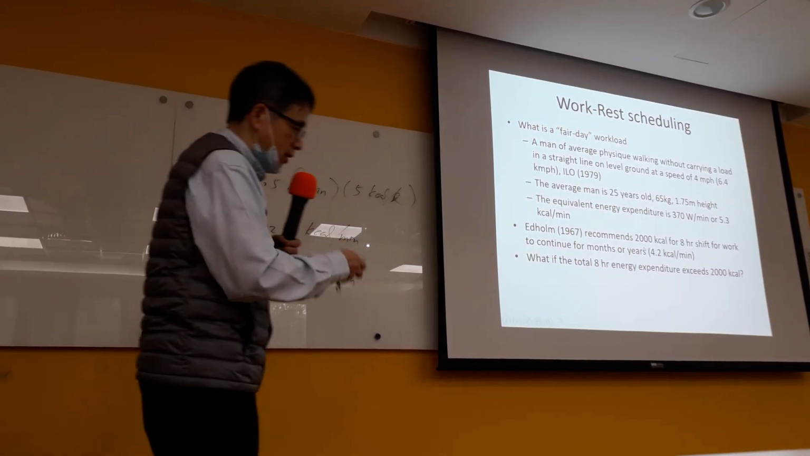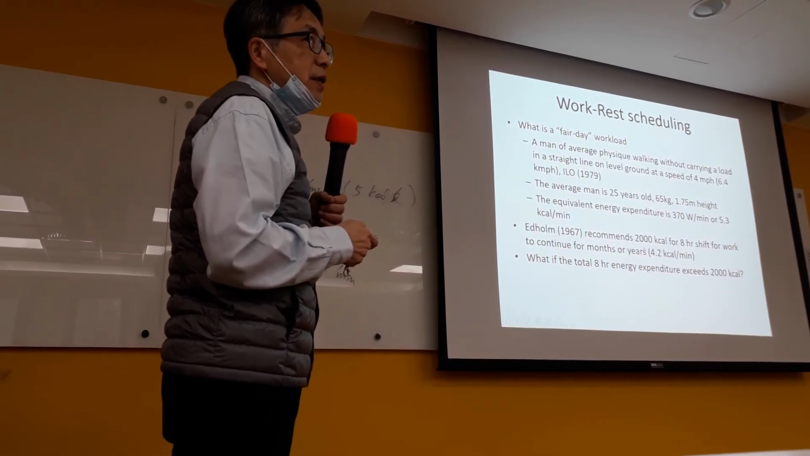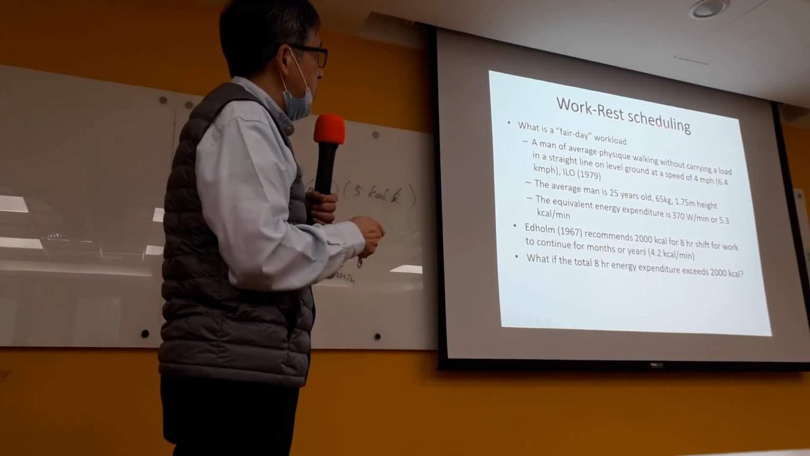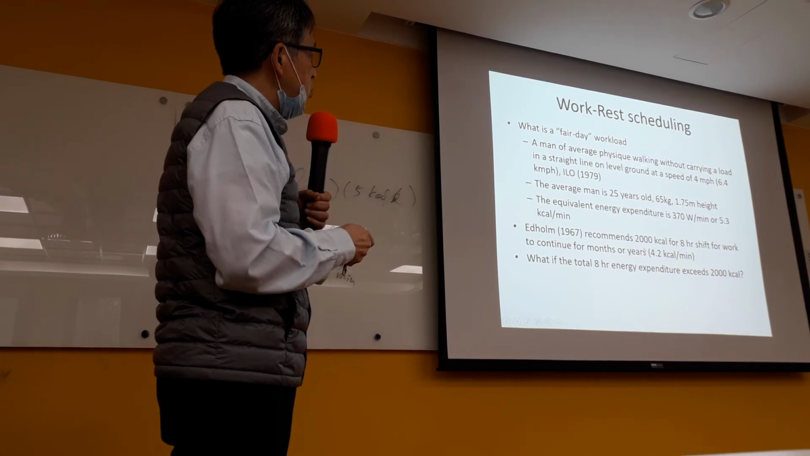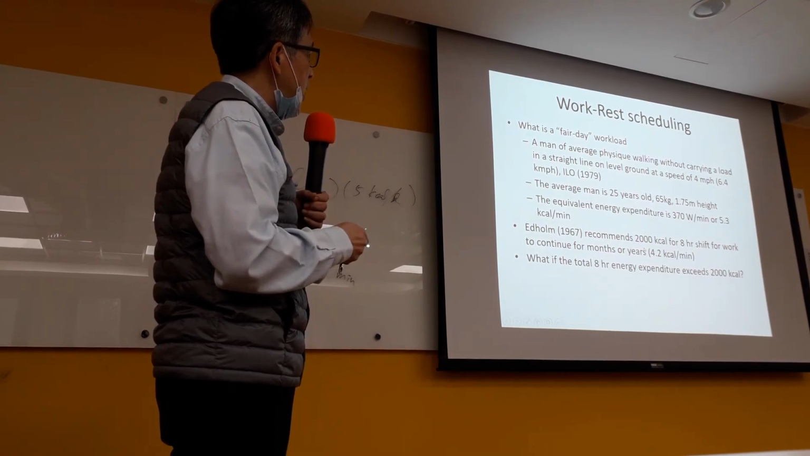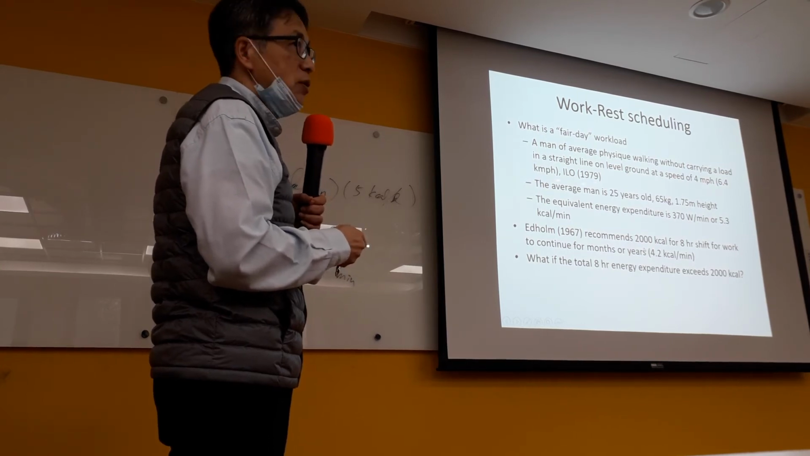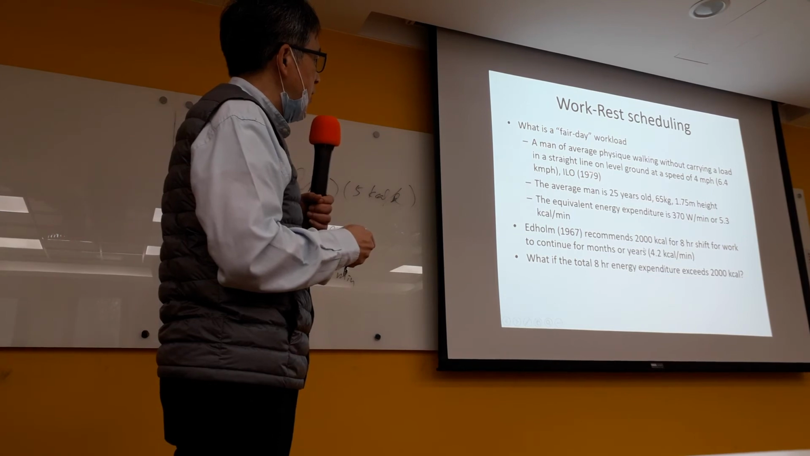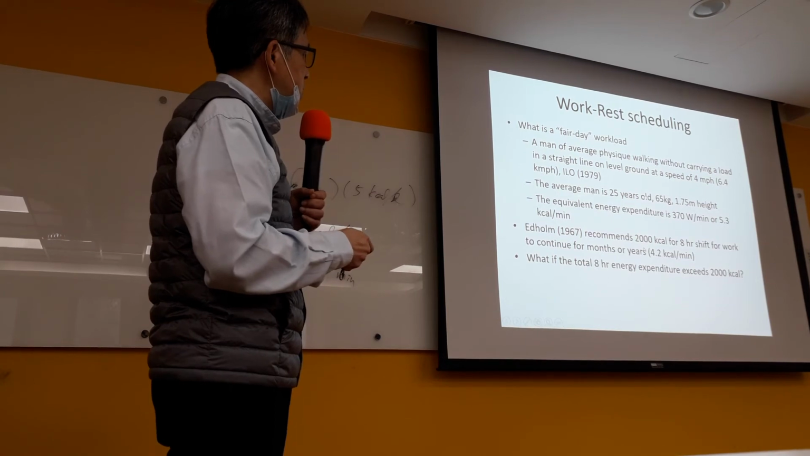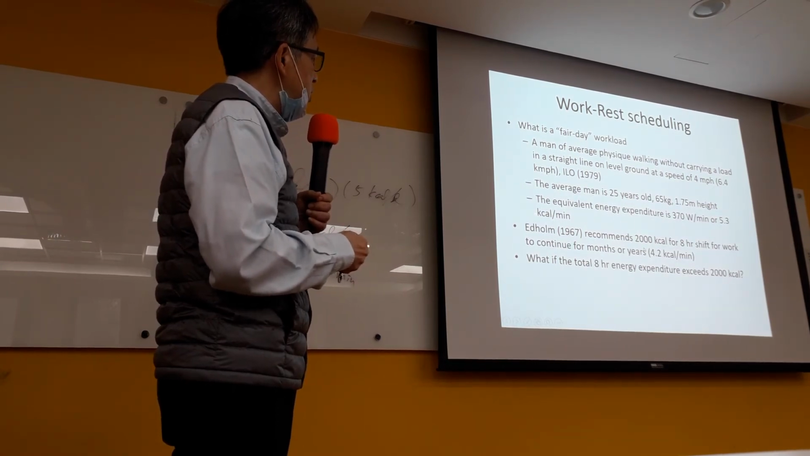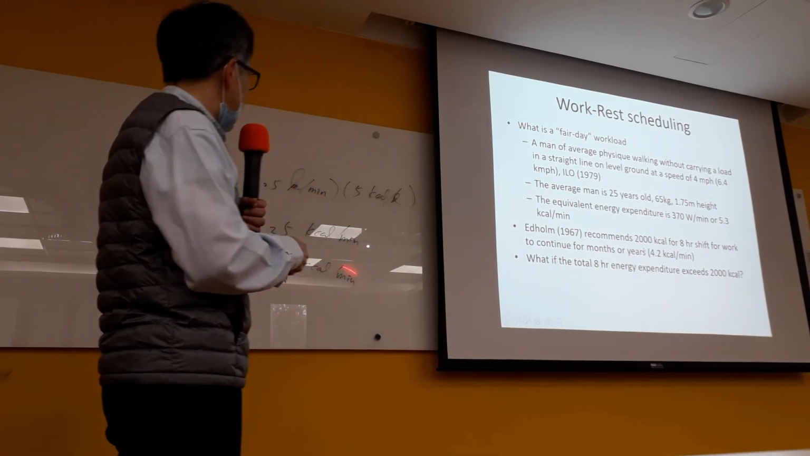Okay, I just describe this one. It's called work rest schedule. So what is a fair day workload? A man of average physique working without carrying a load in a straight line on level ground at a speed of this. ILO proposed this in 1979. I think we discussed this last time. The average man is this. The equivalent energy expenditure is this, about 5 calories per minute. So that's the standard today, about 5.